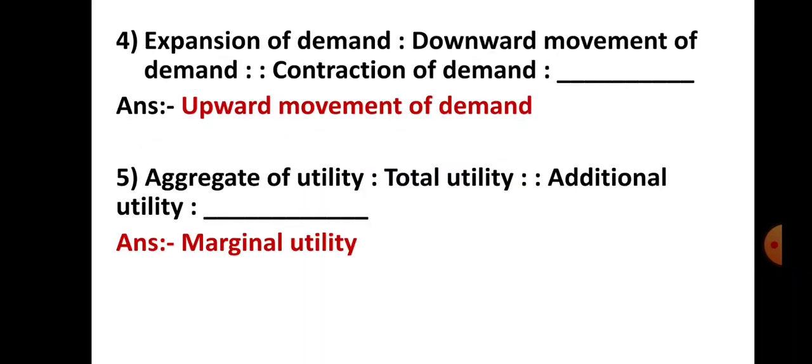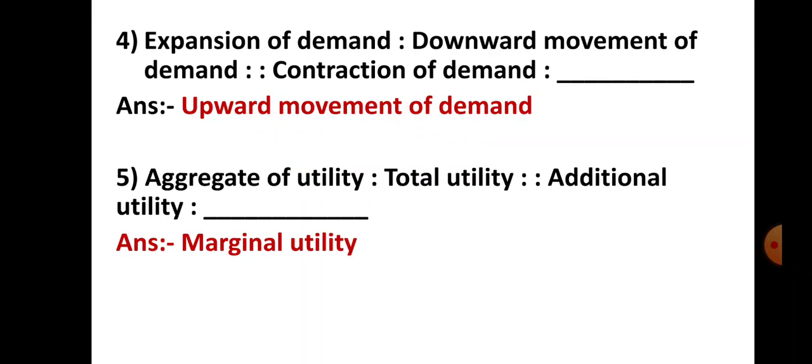Now let us see the next example, expansion of demand, downward movement of demand, and contraction of demand dash. All of you know what is variation in demand. There are two types of variation in demand, expansion of demand and contraction of demand. What is expansion of demand? By keeping other things constant, when price falls, demand expands or rises. So here demand moves downward along the same demand curve. Then what happened to contraction of demand? So here correct answer is upward movement of demand.